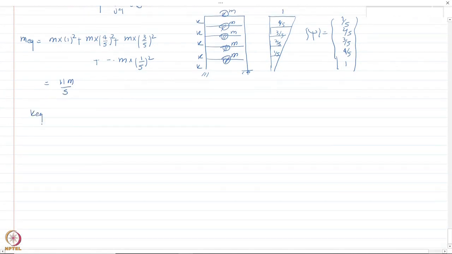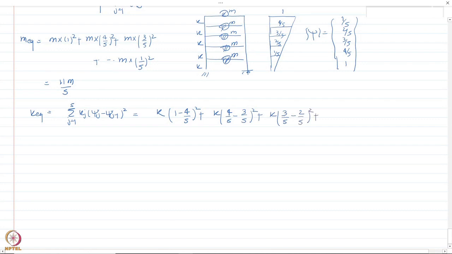Similarly, k equivalent, I can write as k at each level times, first let me just write down that expression, the sum over j equal to 1 to 5 of kj times phi j minus phi j minus 1 square. So this would be k times 1 minus 4 by 5 square plus k times 4 by 5 minus 3 by 5 square plus k times 3 by 5 minus 2 by 5 square, and so on, 2 by 5 minus 1 by 5 square. We can simplify that, and we see that the k that we get is actually k by 5.